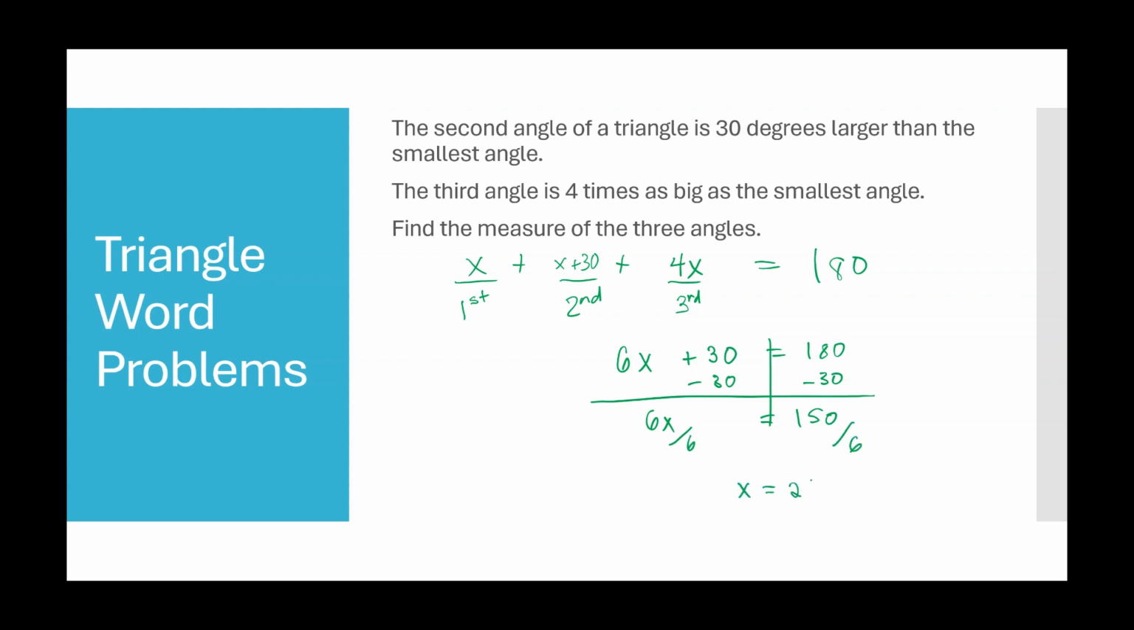X in this one was my smallest angle. So my smallest one was 25. 25 plus 30, this one was 55. And 25 times 4, this was 100 degrees. Double checking that these all add up to 180. Yes, fantastic. We solved it.